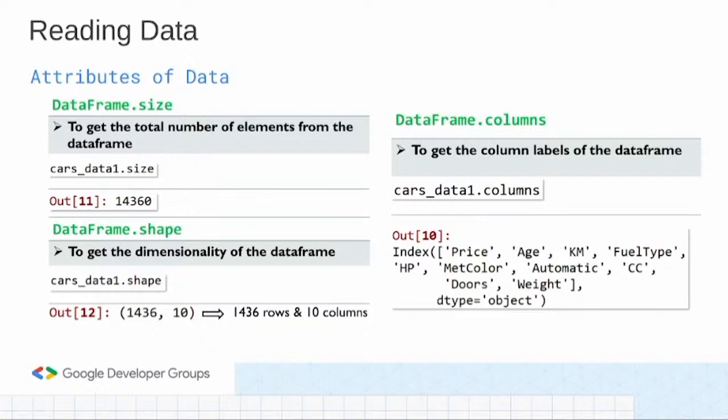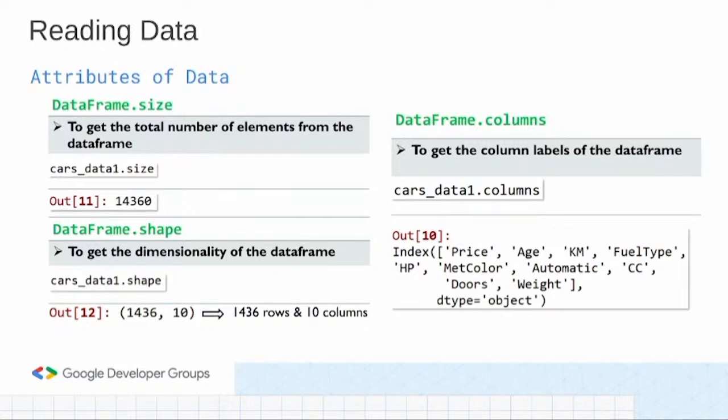Now before moving to size, let's look at shape. So cars_data1 dot shape will give you how many rows and how many columns there are, explicitly. The first value represents rows, that is 1436 rows, and there are 10 columns. So you will be able to get the total number of elements, as well as the number of rows and the number of columns separately.